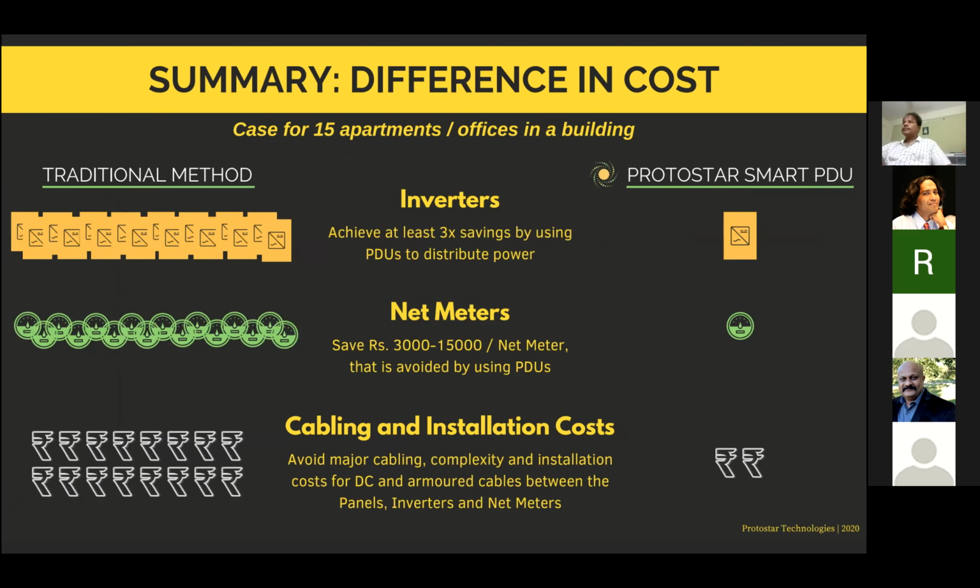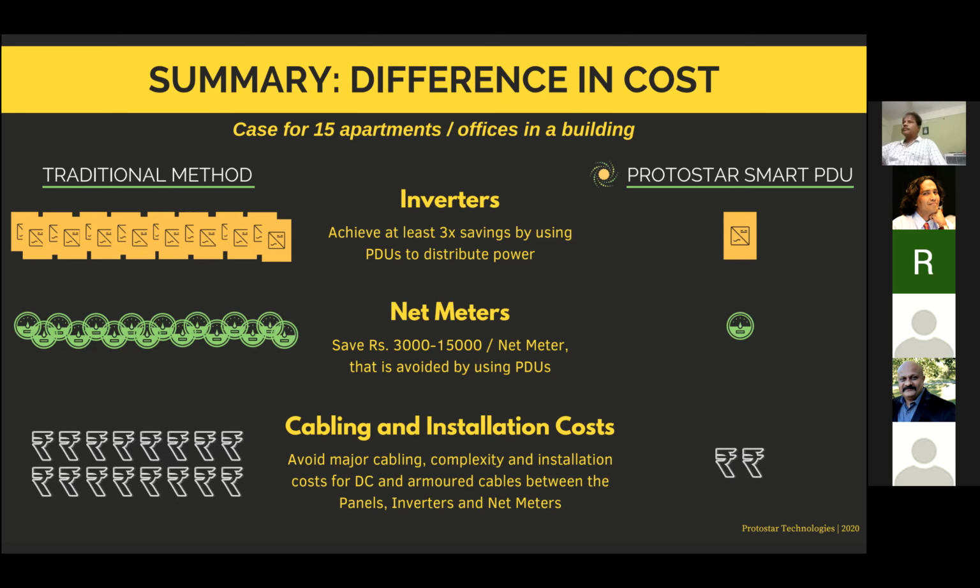This is a good way to visualize exactly the differences. In the case of 15 apartments or offices, like in this case apartments, you need to have 16 inverters there. Whereas here you have one big inverter instead of 16 small inverters. And the cost of this one big inverter will be extremely low compared to all these 16, right? The number of net meters is as well. You can see the difference there. You need only one large net meter compared to 16 net meters.